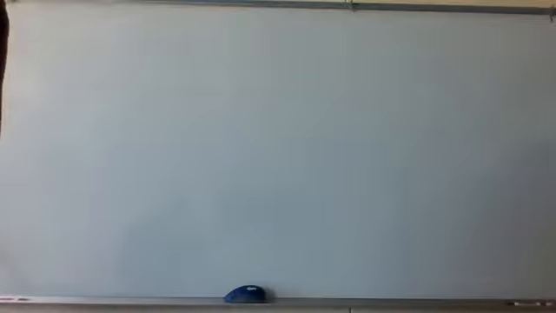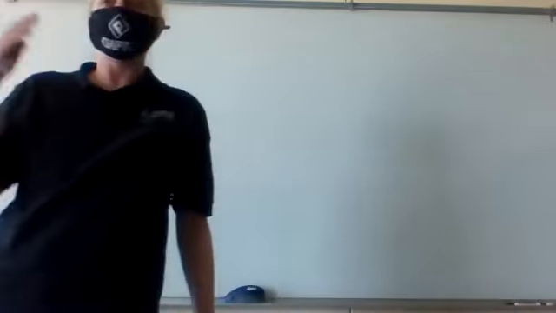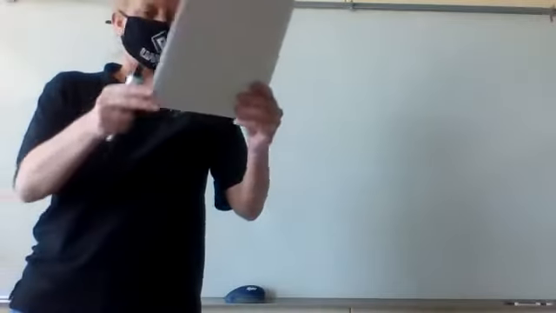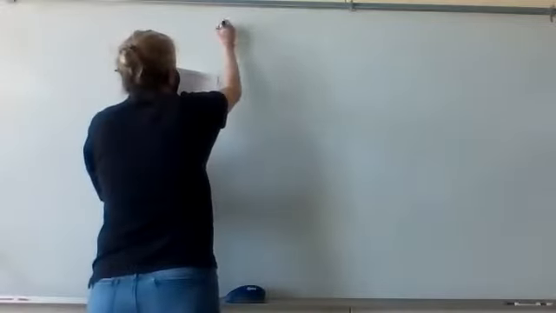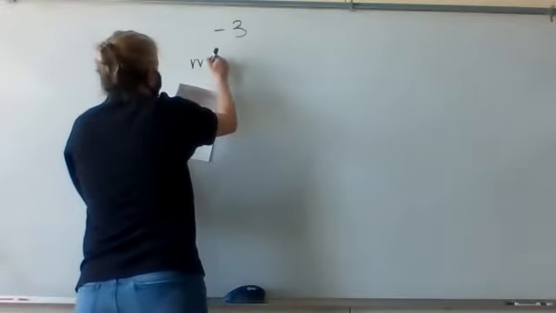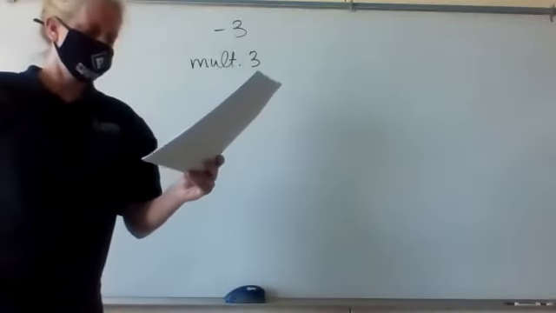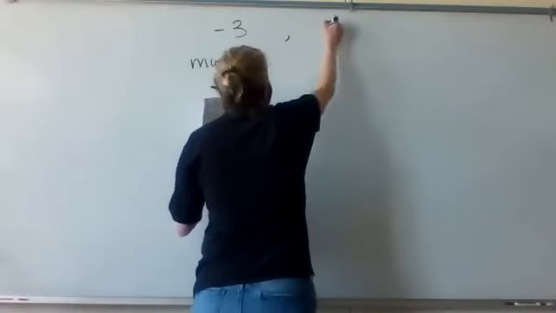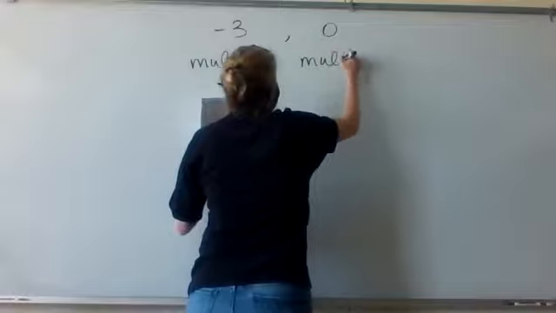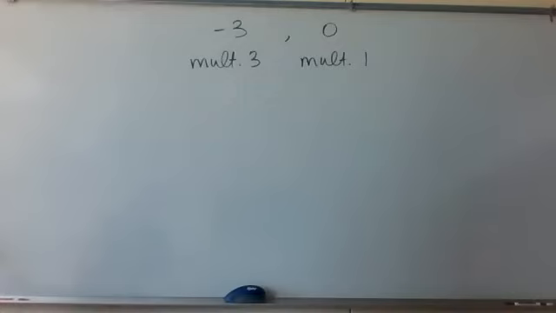Find a polynomial function of degree 4, so that's a little better than degree 7 at least. So it's going to end up as x to the 4th. Let's see, -3 is a 0 of multiplicity 3. So -3 is the 0, and its multiplicity is 3. And 0 is a 0 of multiplicity 1. So this is not quite as bad as number 5. We're on number 6.